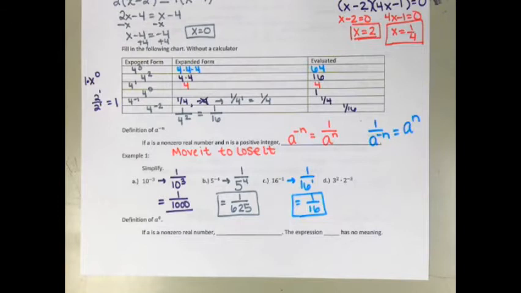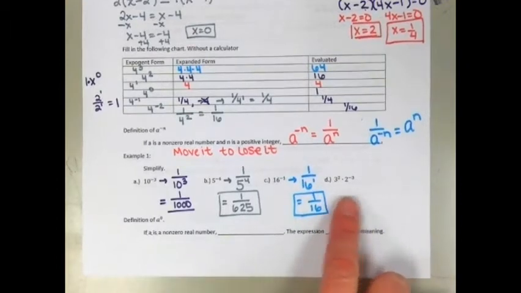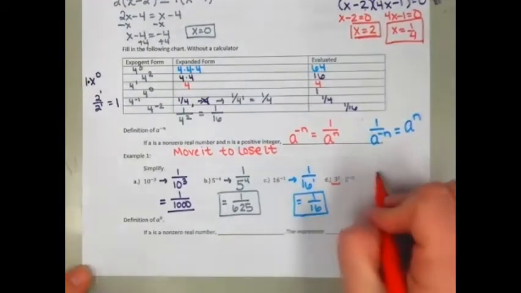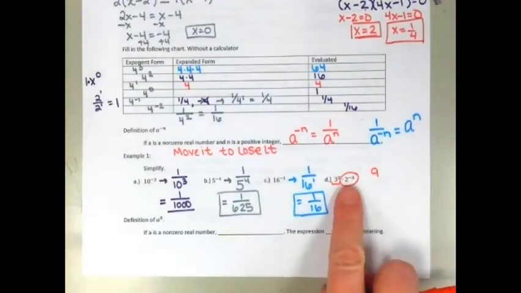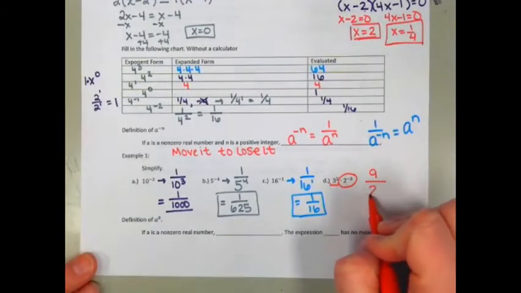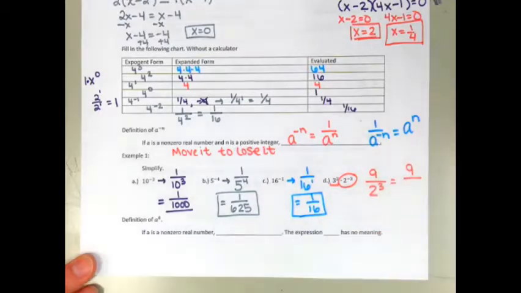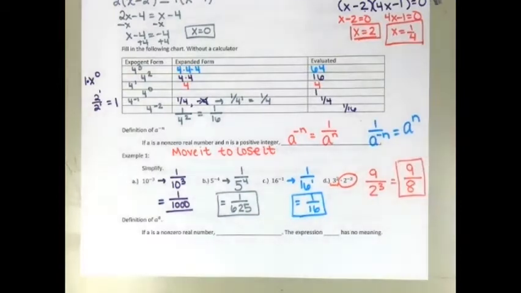All right, now, we have different bases here, don't we? So can I combine those exponents? No. Okay, but I can do 3 to the second power is what? 9. 2 to the negative third. What do I have to do with a negative exponent? I have to move it to lose it, so I move it to the denominator to become positive. So we're going to get 9 over, and what is 2 cubed? 8. So that is actually 9/8.